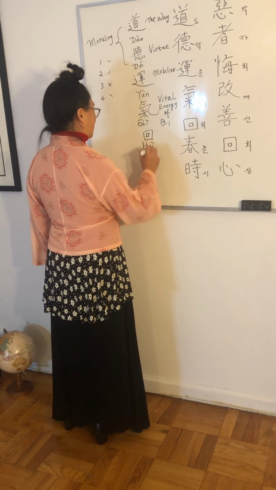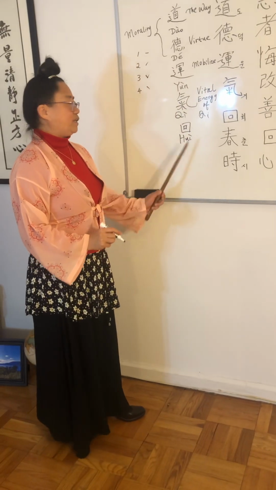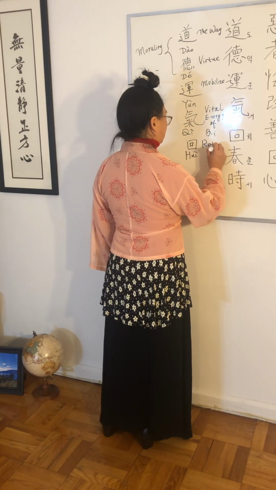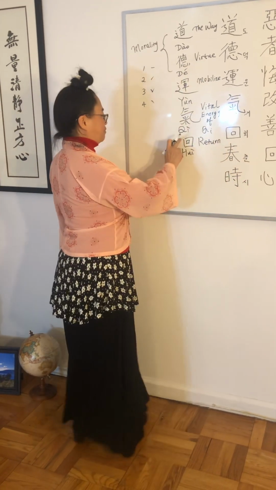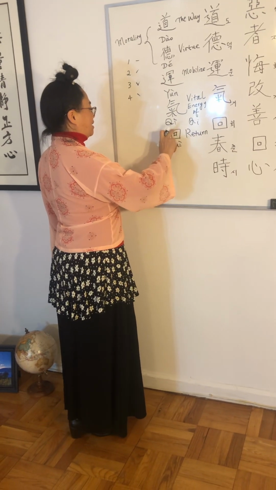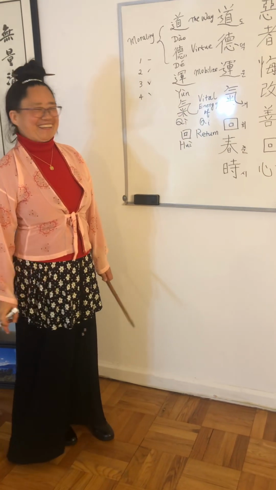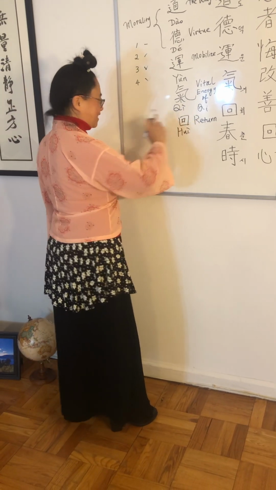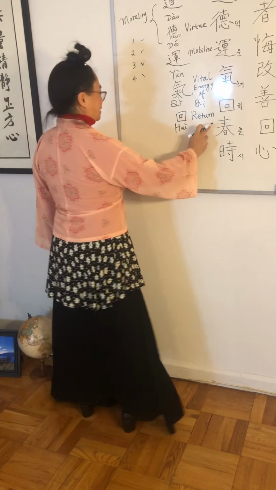This cute Chinese character, 回, yeah, it means return. You see, the 4 seasons go round and around. Return, easy to remember. Round and round. Return. Next word.